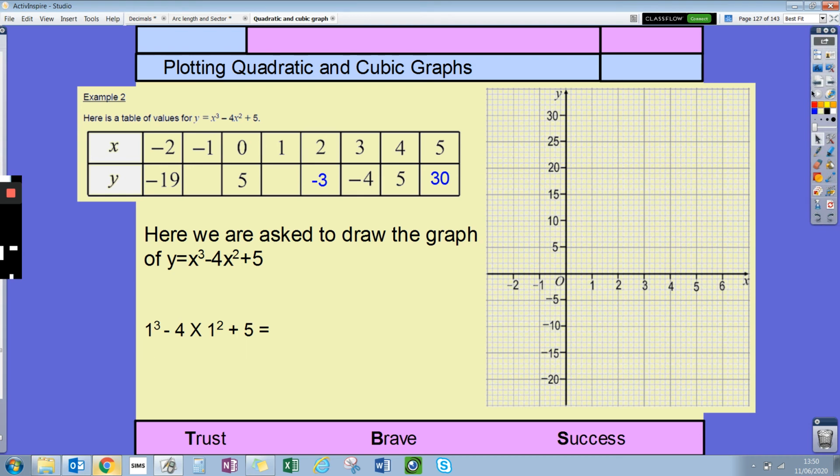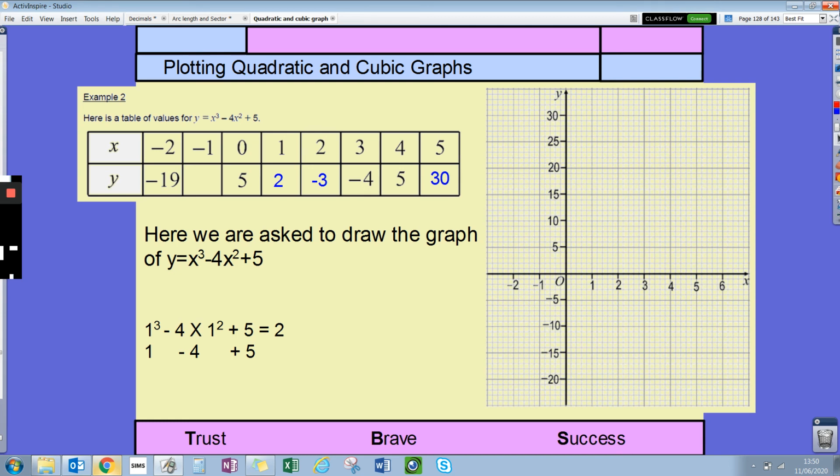Then we're going to repeat that for x equals 1. So 1 cubed, take away 4 times 1 squared plus 5. 1 cubed is 1. 1 squared is 1, times 4 is 4, plus 5. So we're doing 1, take away 4, plus 5. 1 take away 4 is minus 3, add 5 is positive 2.